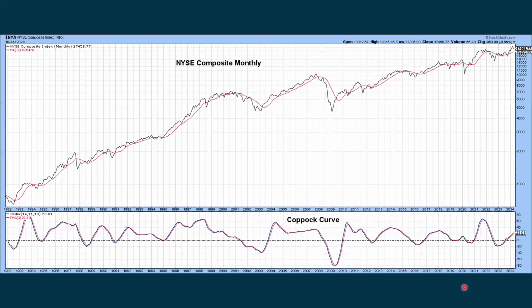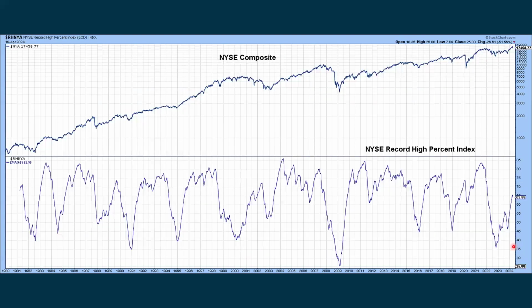This is a monthly chart of the NYSE. Even though we're pulling back, we're still in a longer-term uptrend, and the longer-term momentum, as measured by the Coppock curve, is still positive. This is a daily chart showing the NYSE record high percent index. It is falling back a little bit here, but it has been bouncing up lately.